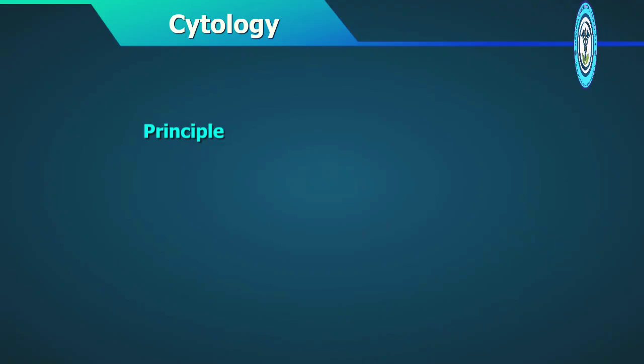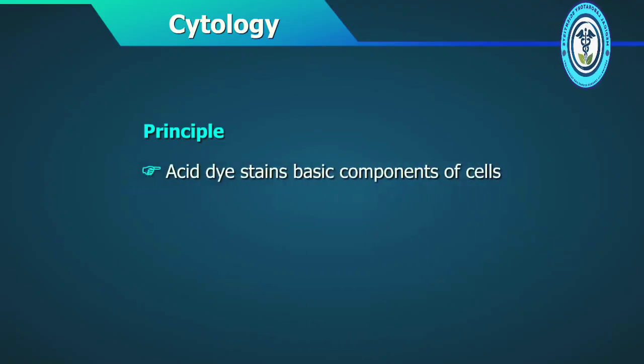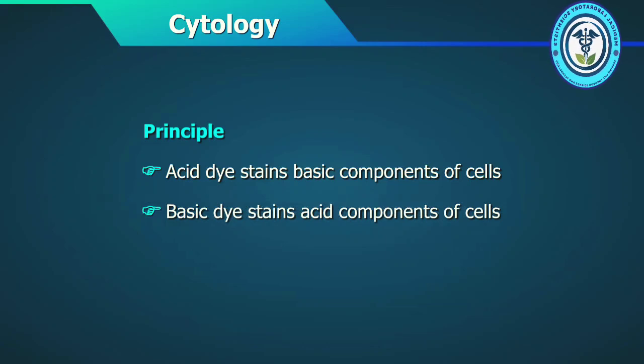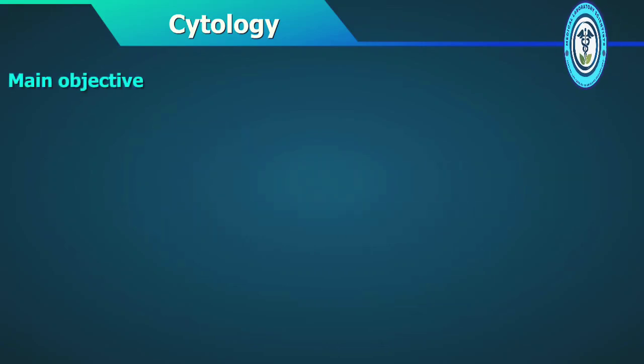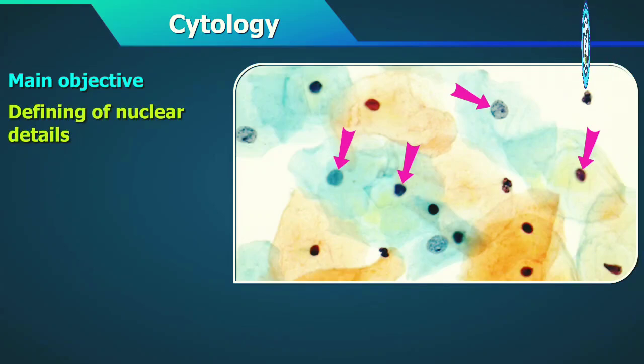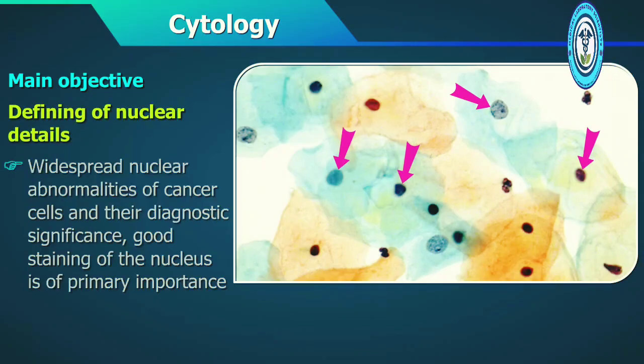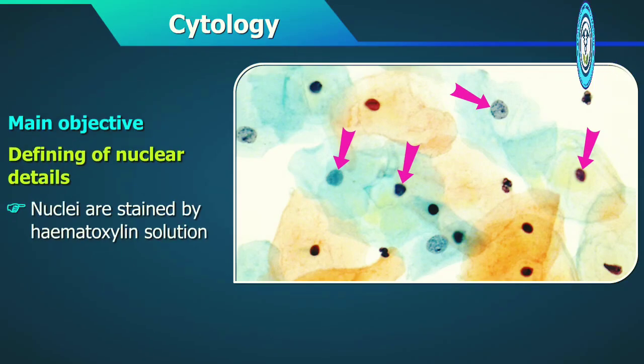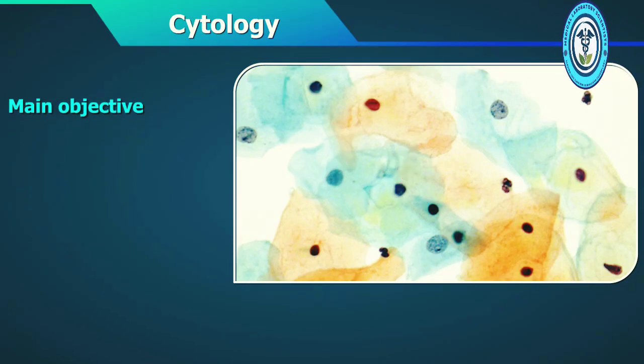Principle: Pap stains have an acid dye which stains the basic components of cells and a basic dye which stains the acid components of cells. The main objective of Pap staining is defining of nuclear details. Because of the widespread nuclear abnormalities of cancer cells and their diagnostic significance, good staining of the nucleus is of primary importance. Nuclei are stained by hematoxylin solution.